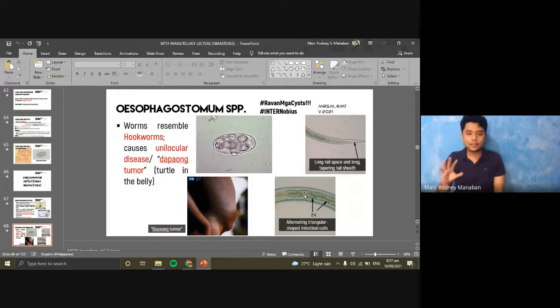So, the mass itself is not cancerous or that harmful. But it can complicate, no? It can cause complications in the intestine, alright? So that's a mass in your abdomen. Again, resembling a turtle, that's why it's described as turtle in the belly. Okay, alright. So, that's for Oesophagostomum.